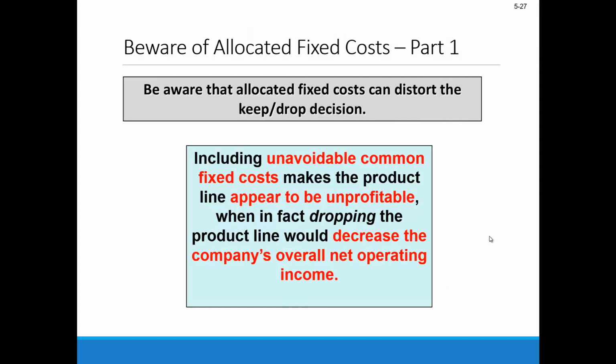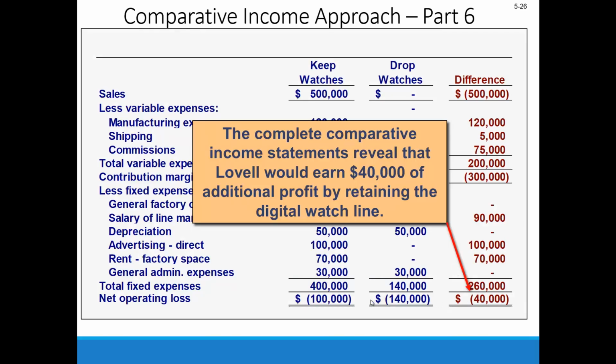We just want to be aware that allocated fixed costs can distort our potential keep or drop decisions. And we alluded to that with the previous example several times. So including unavoidable common fixed costs can potentially make our product line appear unprofitable, when in fact dropping that product line would hurt our overall combined net operating income, as it did in this particular example. So usually these decisions do hinge on what portion of these fixed expenses are avoidable if we get rid of the particular segment, and what portion are not. What portion are just common allocated fixed expenses that would get dumped on somebody else but would still remain in the company's overall potential profitability calculation.